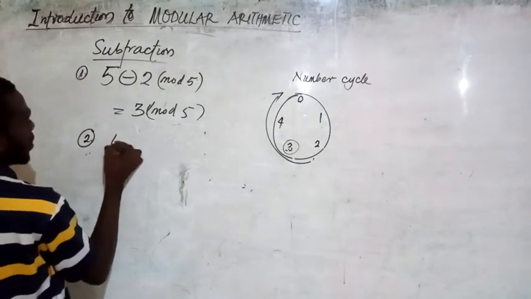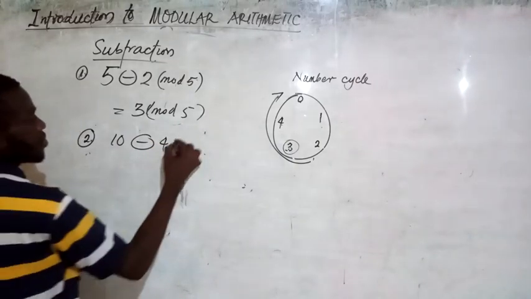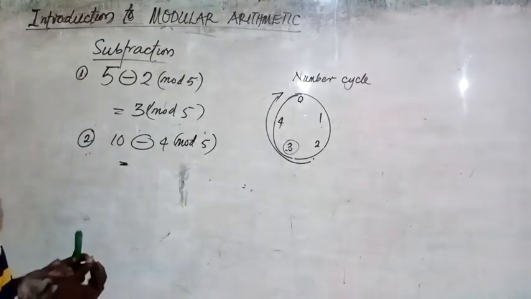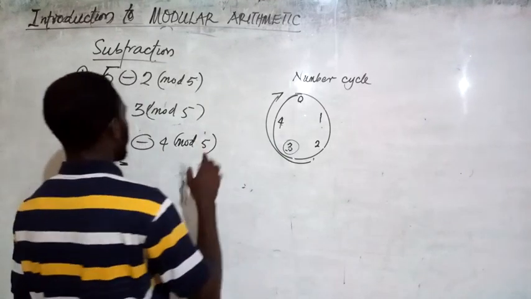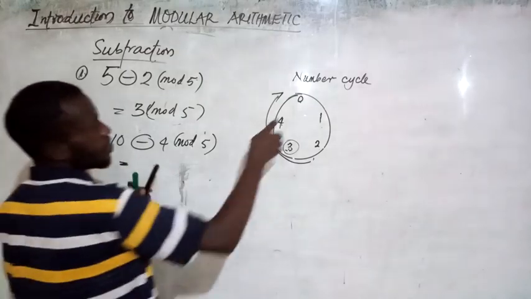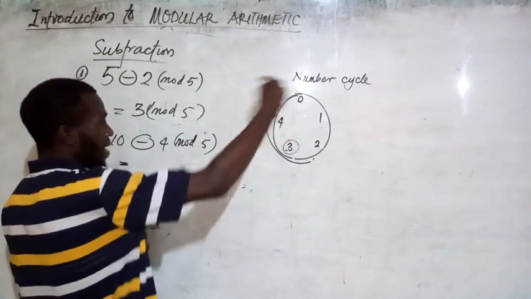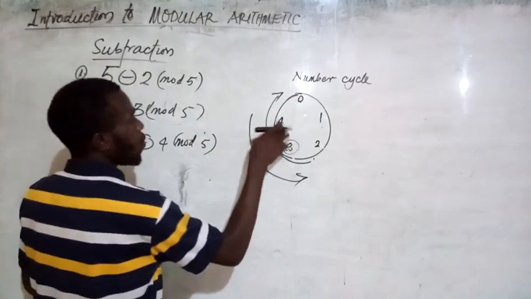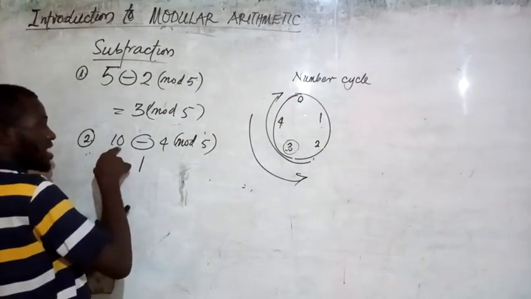Example number 2. What if we have a bigger number, like 10 minus 4, for example, mod 5, the same mod 5. So we want to wrap up at 5. Because 10 is still divisible by 5, we start from here, because if it's divisible by 5, it always gives us 0. So we just go backwards in the anti-clockwise direction, so we're going to have minus 4. 1, 2, 3, 4. So the answer is going to be 1 when we do 10 minus 4.